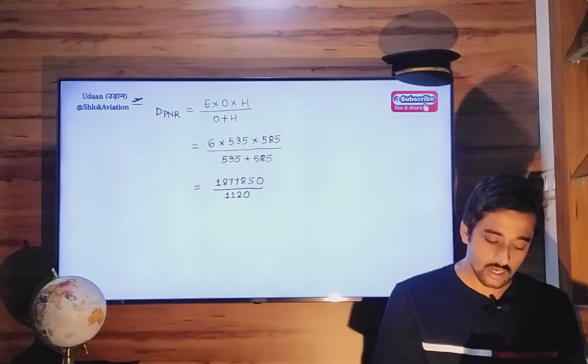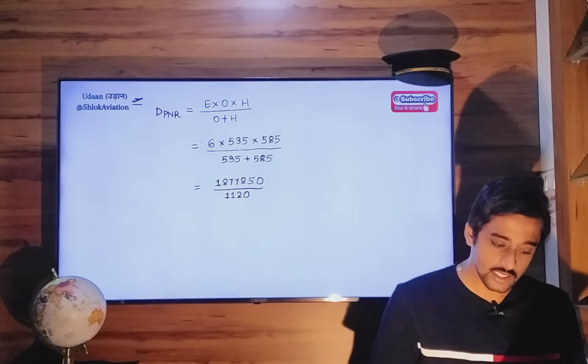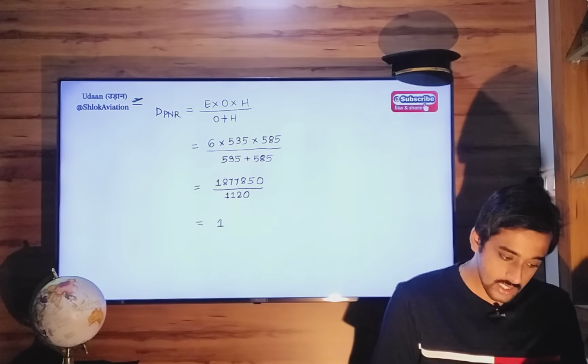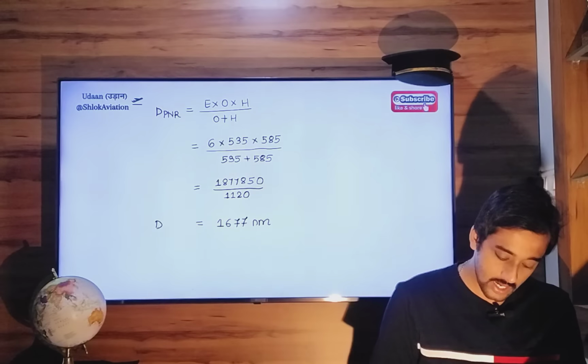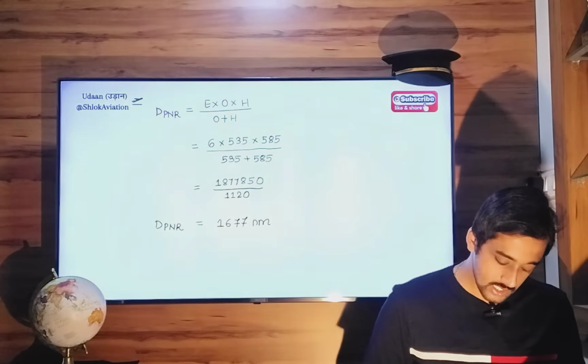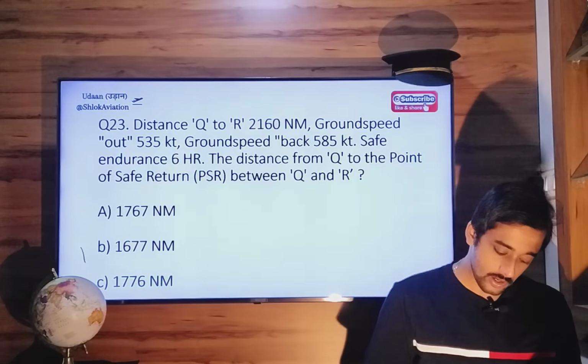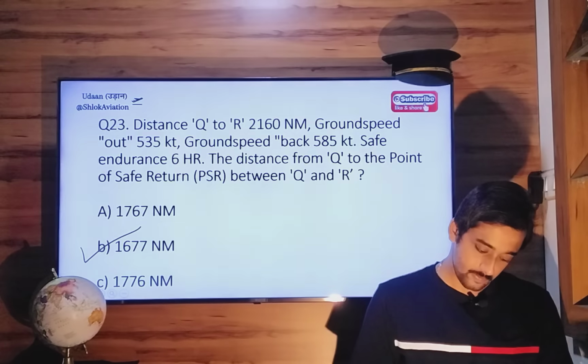1877850 divided by 1120 is 1677 nautical miles. So distance to PNR is 1677 nautical miles. Option Brown.